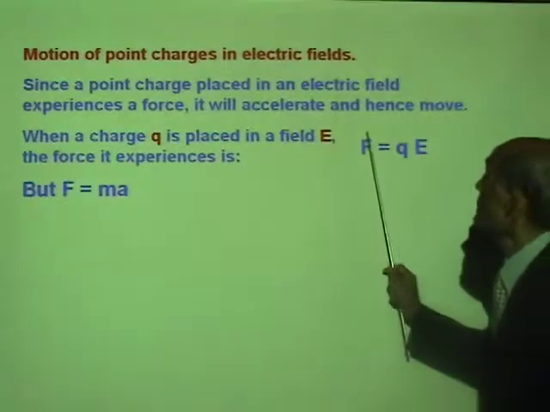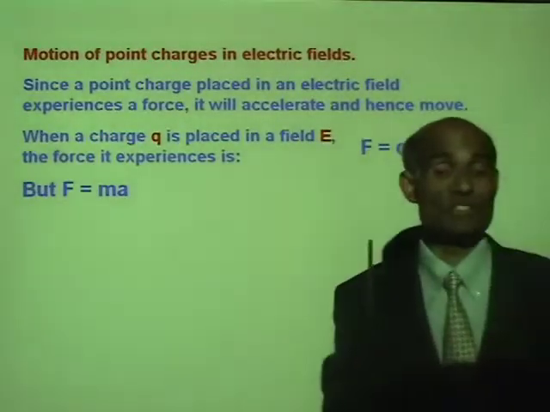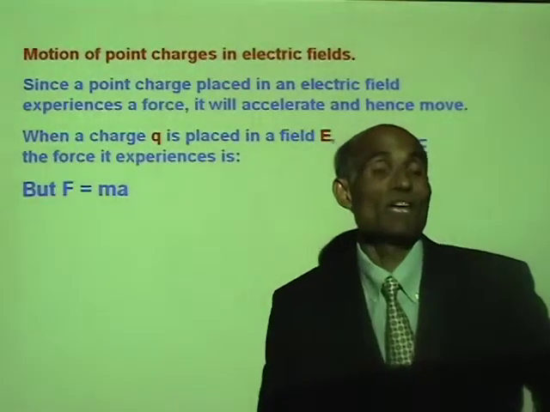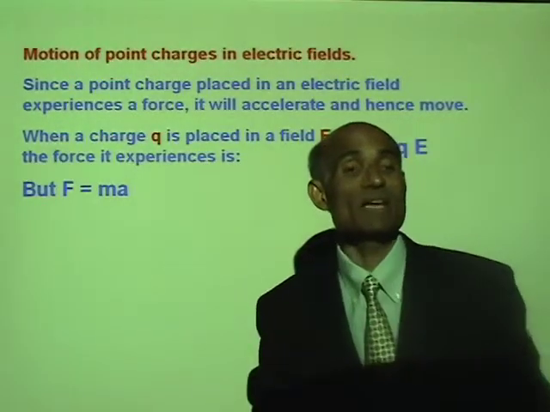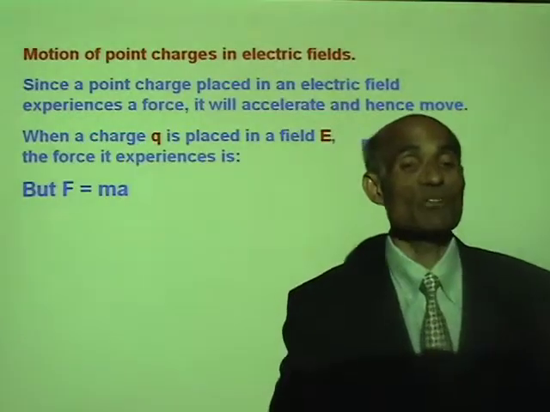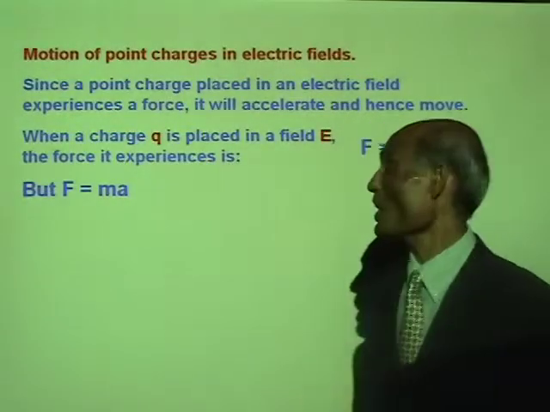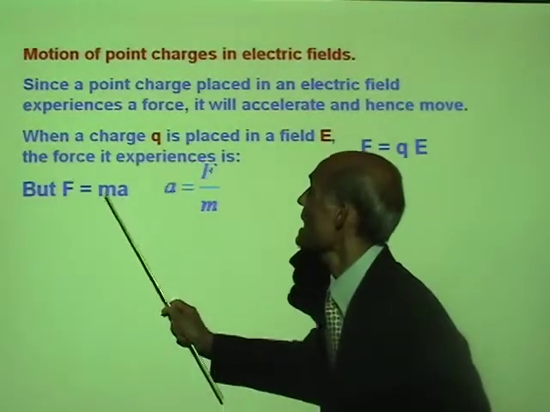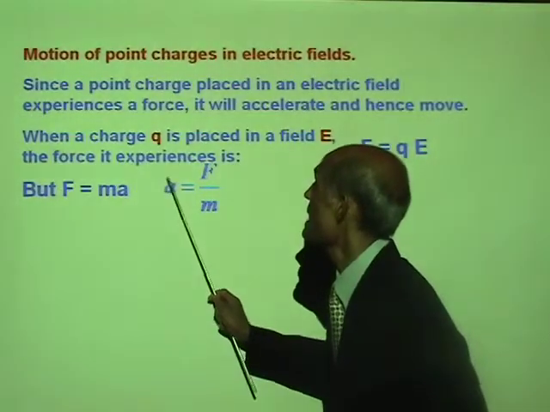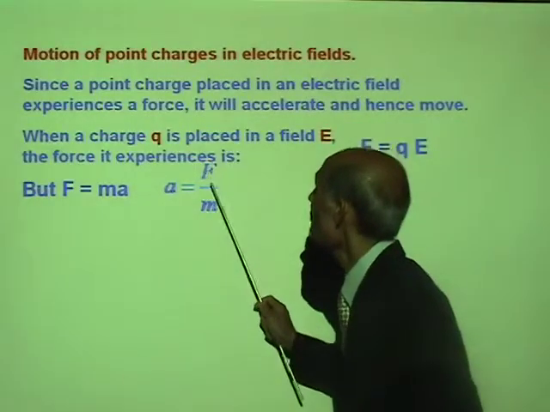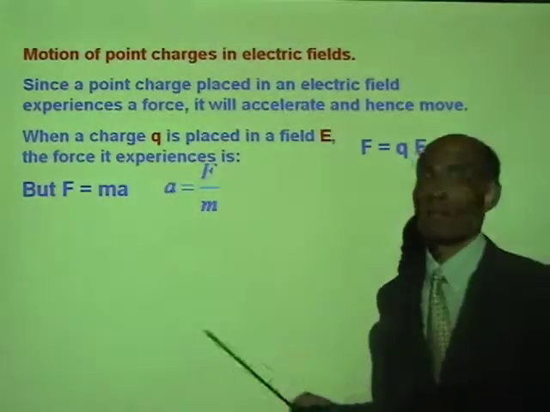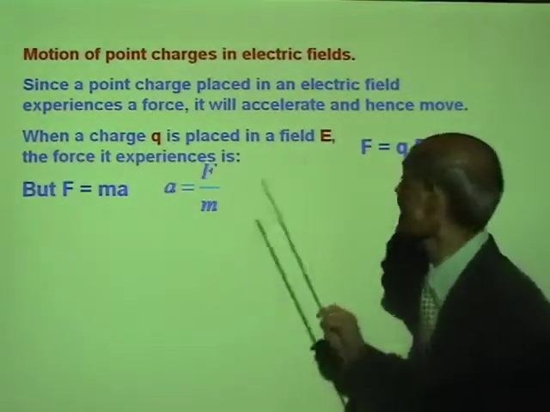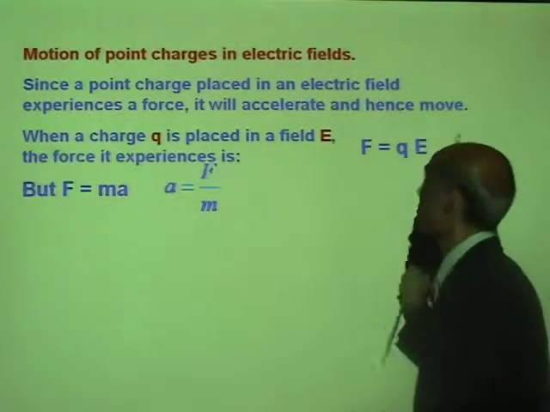Now, the net force acting on any object of mass m is F equal to ma, where a is the acceleration that force creates on that charge. And therefore, I can solve this for a. If F equals ma, a equals F over m. Now, what is this force? The force experienced by an electric charge is Q times E.